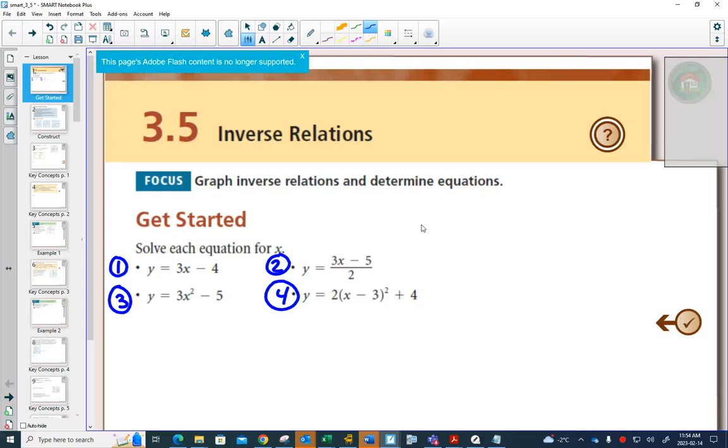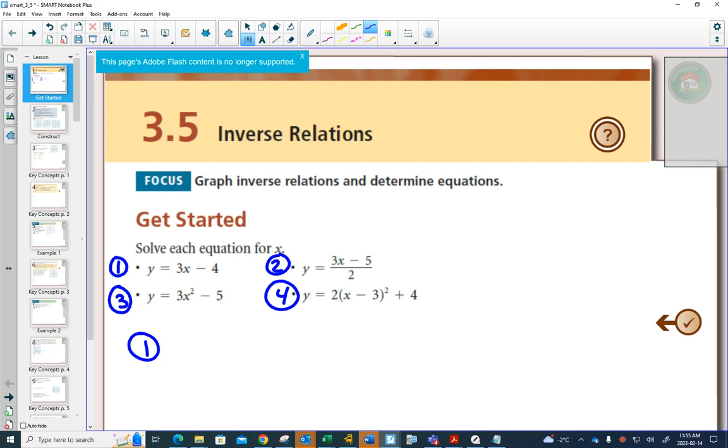For the getting started, we are going to take each of these four equations, and right now they're written as y equals, the y is by itself. We want to rearrange them so that they're x equals instead of y equals. We'll do the first one together.